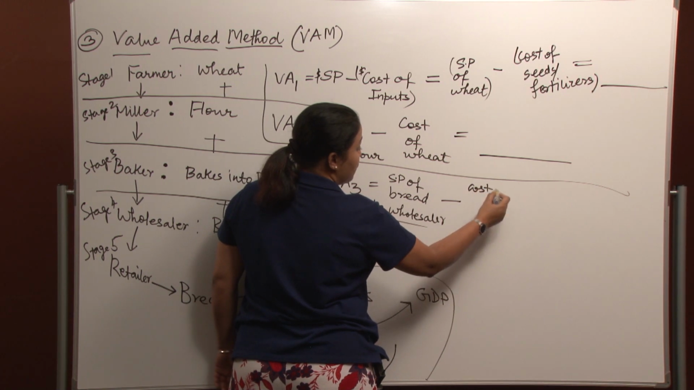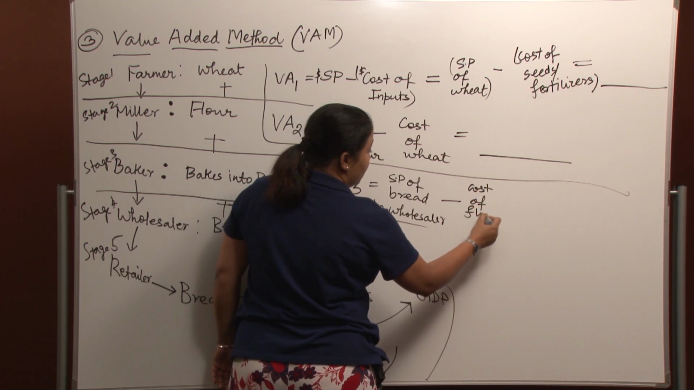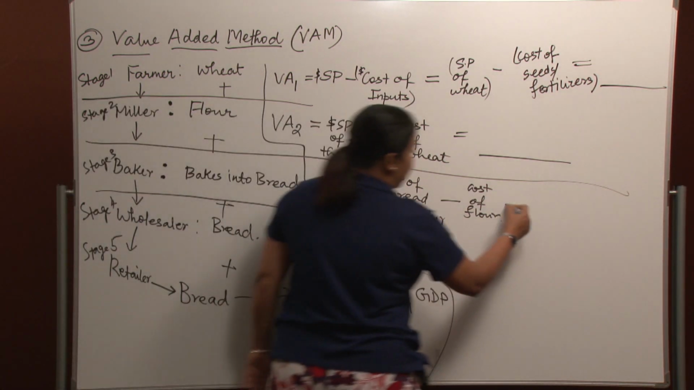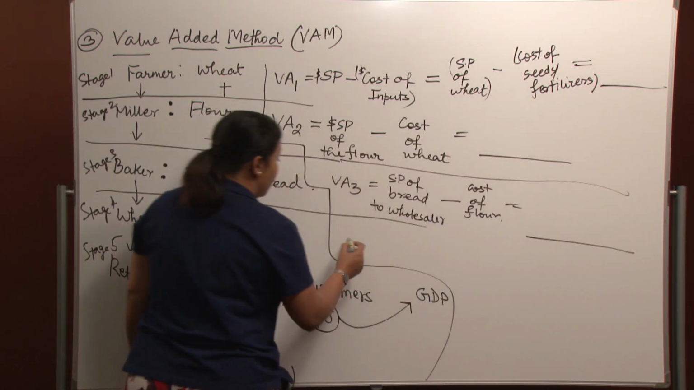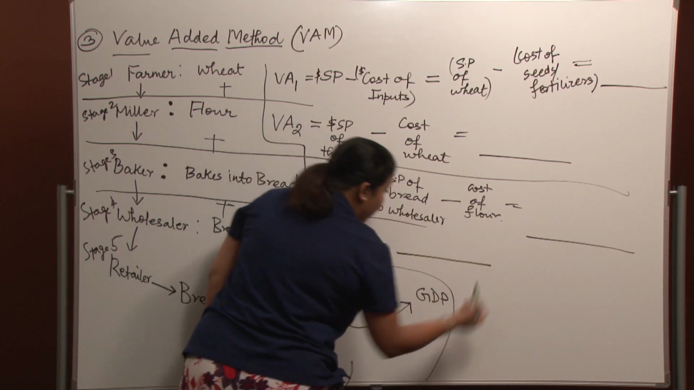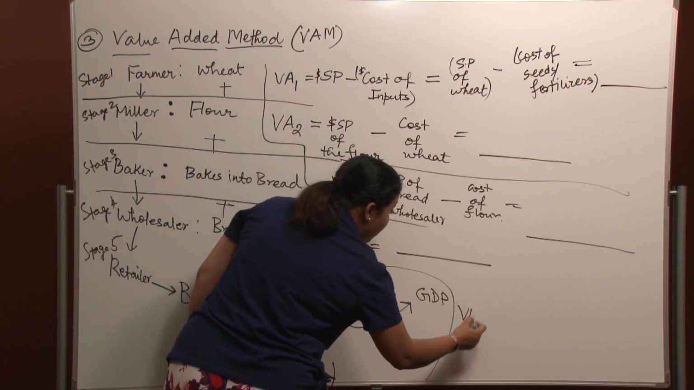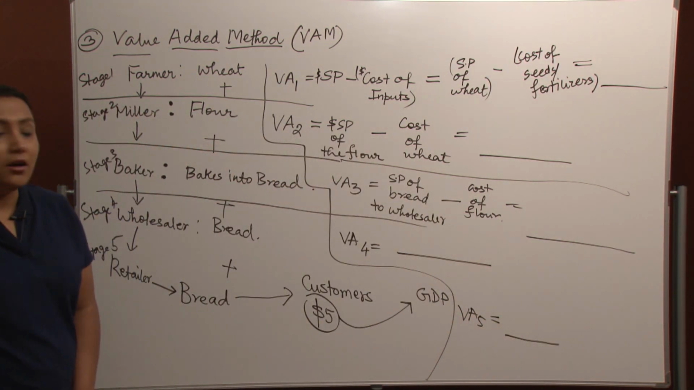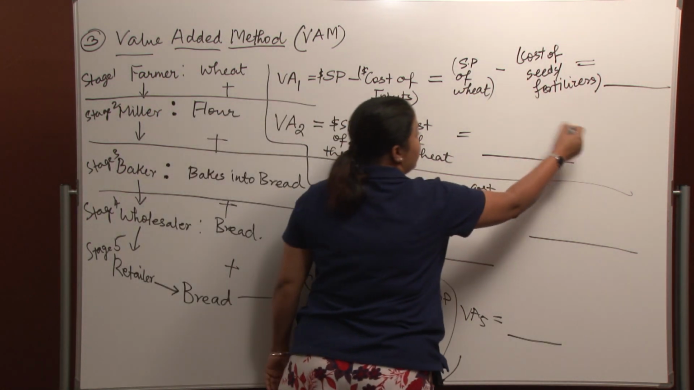So basically the cost of the flour that he bought from the miller, and you end up getting a number for that. Similarly, you will get a number for the wholesaler, and finally you will also get a number for the retailer. So the alternative method would be to add these value added.